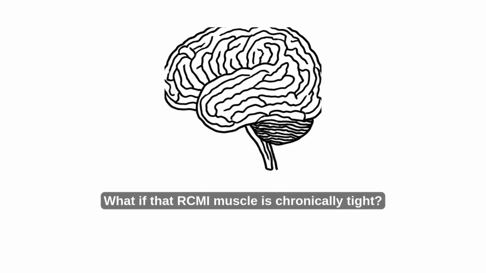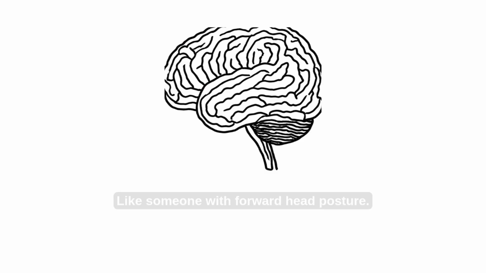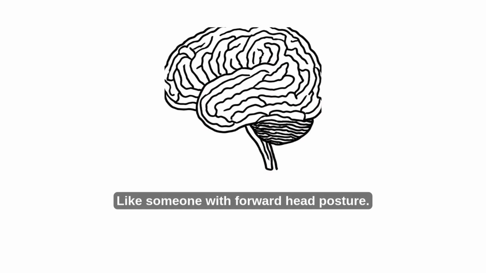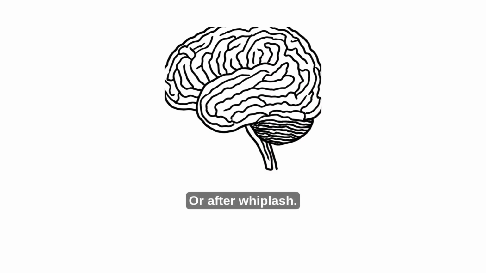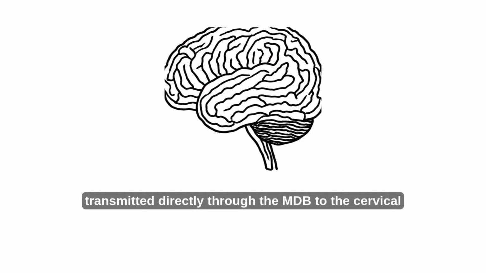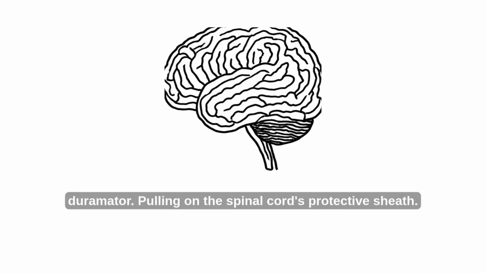Okay, but what happens when things go wrong? What if that RCMI muscle is chronically tight? Like someone with forward head posture or after whiplash. Now you're hitting the clinical core. If that muscle is hypertonic, constantly tight, and maybe even spasming, that abnormal excessive tension is transmitted directly through the MDB to the cervical dura mater. Pulling on the spinal cord's protective sheath.